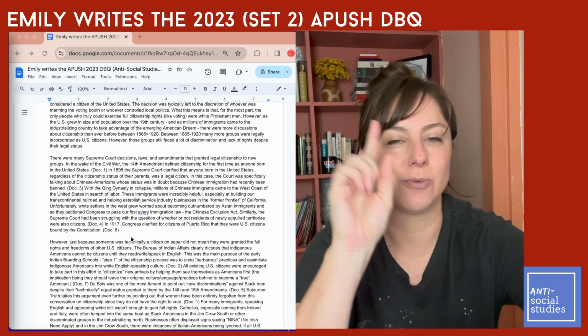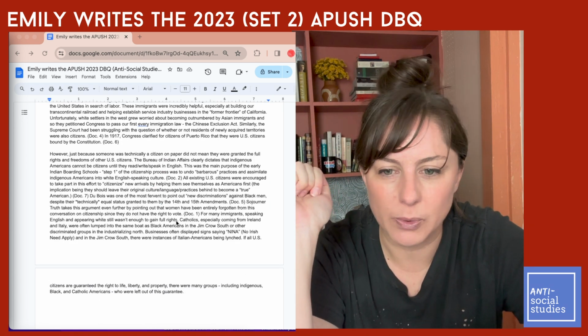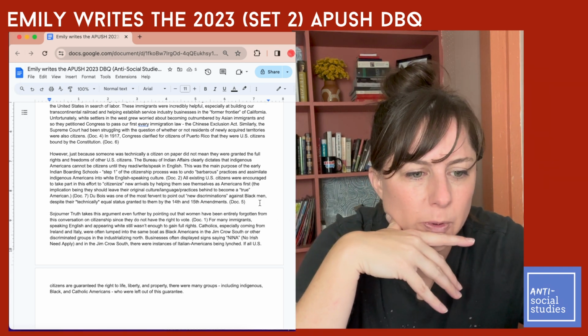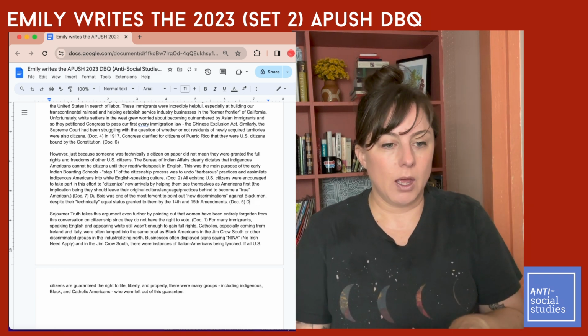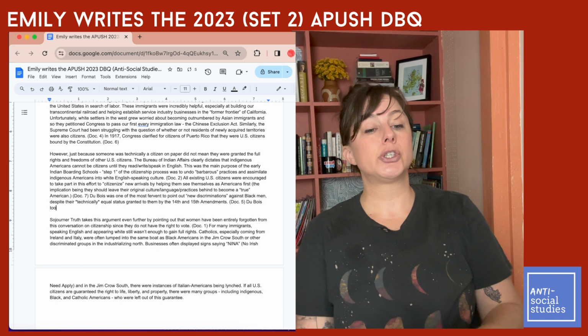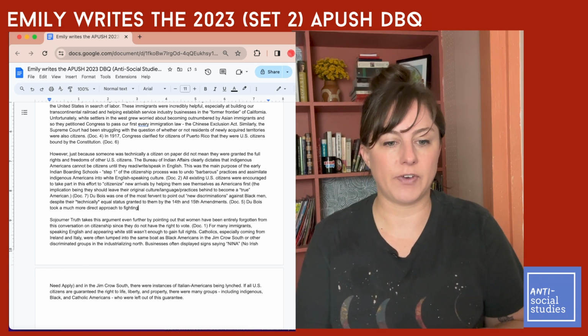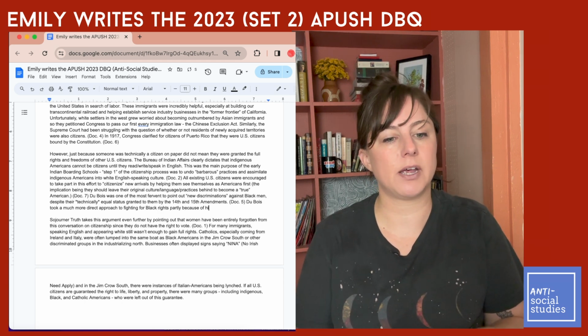Du Bois, I know his point of view. We teach it every year. I'm going to go to wherever I talked about Du Bois, document 5. All right, Du Bois was one of the most fervent to point out new discriminations against Black men, despite their technically equal status granted to them. Du Bois took a much more direct approach to fighting for Black rights, partly because of his personal background.